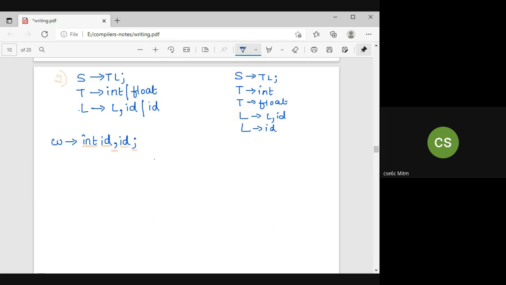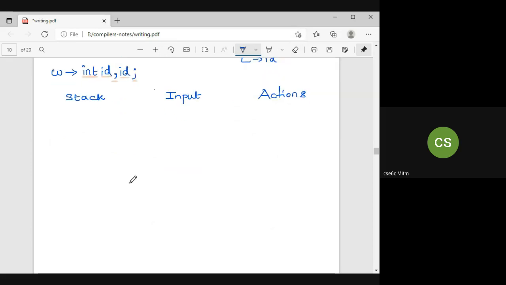We always start with the initial configuration. First, we write down the contents of the stack, and then we have the input. Then we write what actions are taken. So this is how we are going to write.